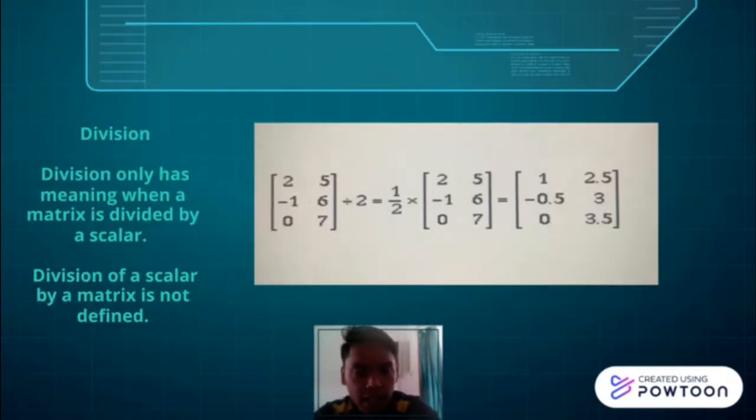Division. Division only has a meaning when a matrix is divided by a scalar. Division of a scalar is not defined. Let's look at the example given. A matrix divided by 2 is equal to 1 over 2 times the matrix. And we will get the answer. So in the example given, the division we convert to multiplication and then we solve it.